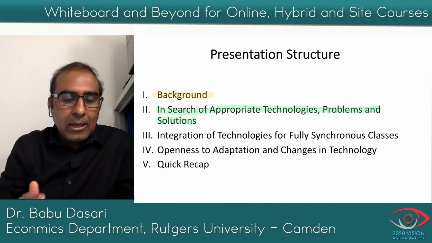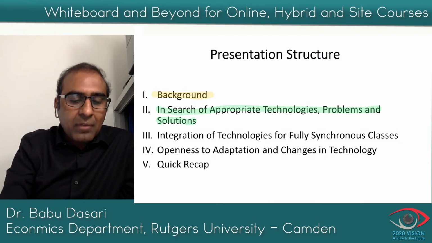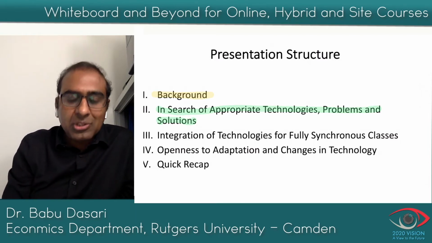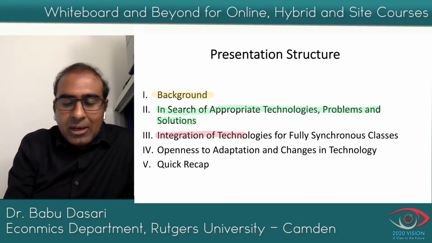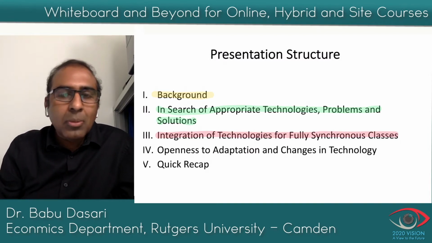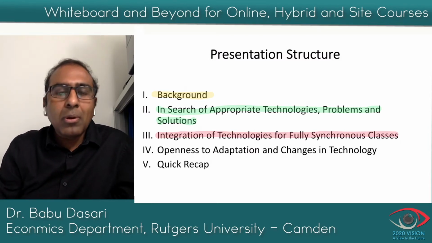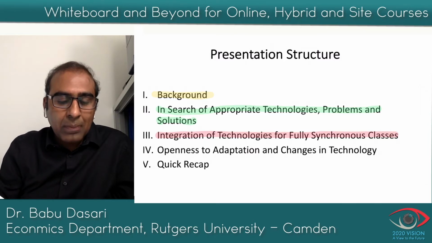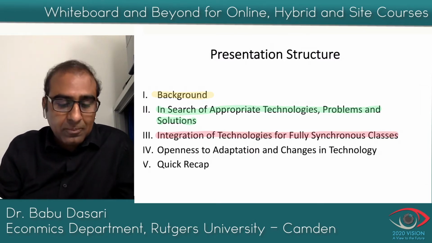So then that is not enough. After identifying an appropriate technology, how do I integrate one or more technologies to give the best to my students? Sometimes one particular technology may not do everything. So you got to integrate one or two technologies to give the best to the students. That is what I will be discussing here.